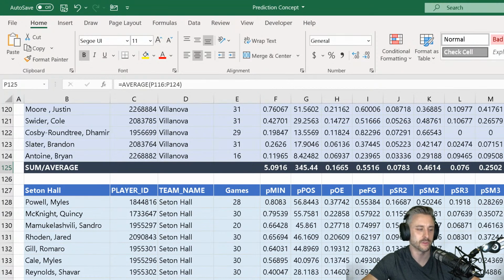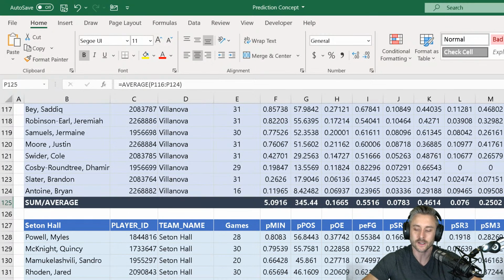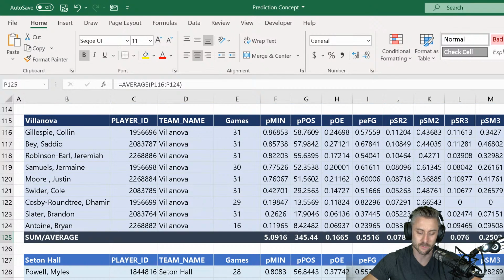But the problem with the assignment method and using team stats in general is, what if last year Miles Powell got hurt? How would Seton Hall's overall team averages be affected? Well, it's probably not that hard to adjust.